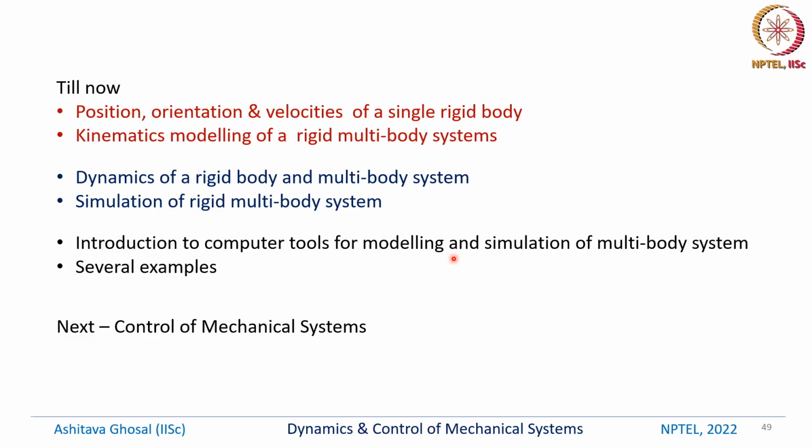In fact, one of the things is we looked at various ways of obtaining equations of motion. We looked at basic mechanics, which is Newton's law and Euler's equation. Then we looked at this algorithmic Newton-Euler formulation. Then we looked at Lagrangian formulation, and I showed you, at least for one example, all of them give the same equations of motion. So I have tried to show you this kinematics and dynamics of rigid bodies and multi-body systems. In the next part of these NPTEL lectures, we look at control of mechanical systems.